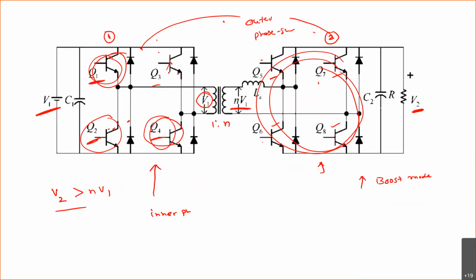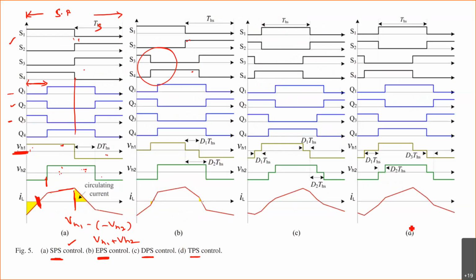In double phase shift, both inner phase shifts maintain the same ratio with the outer phase shift. Whereas in triple phase shift, the ratio between the inner and outer phase shifts is different. We'll discuss more on that. First we'll start with single phase shift control.